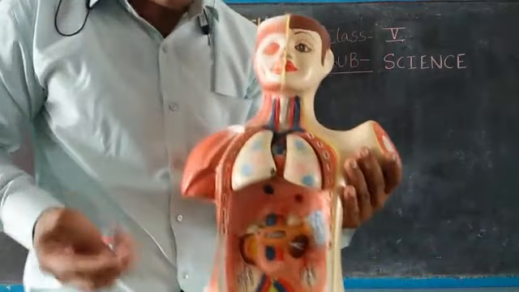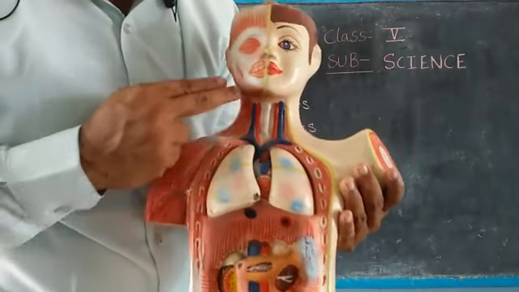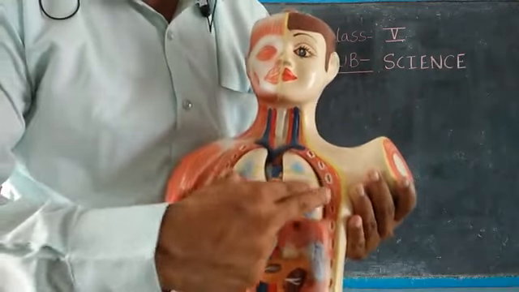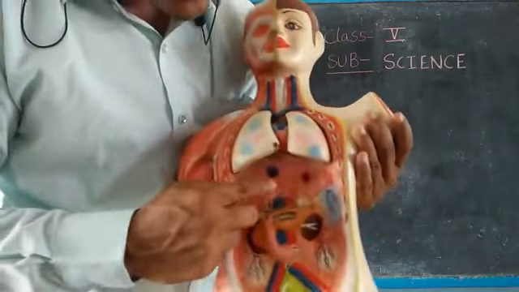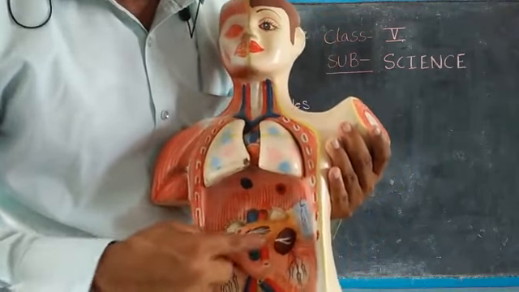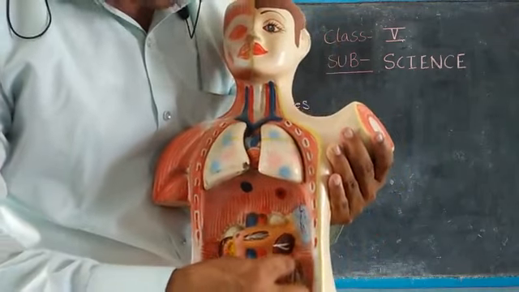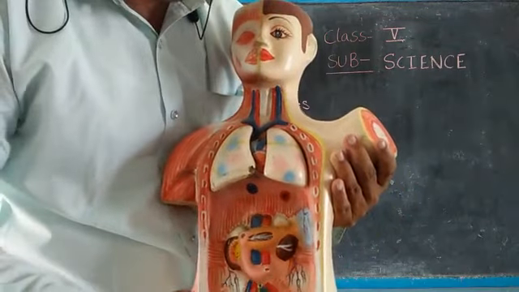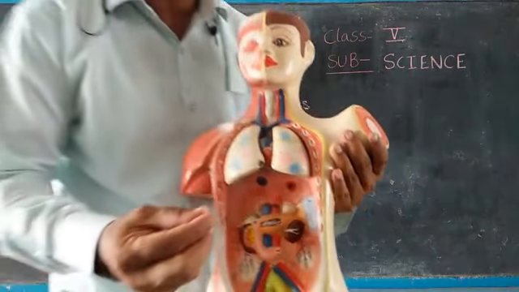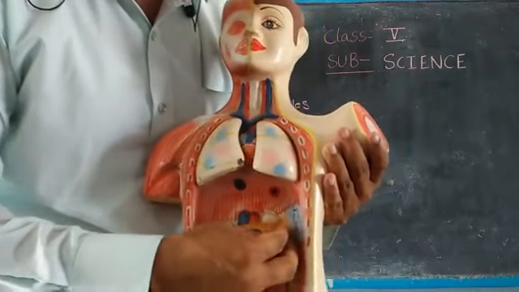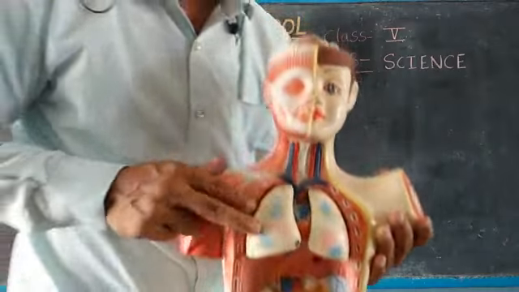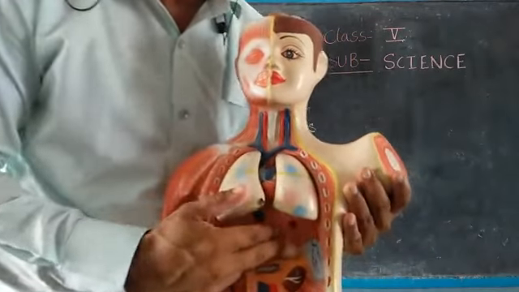Another kind of muscles are smooth muscles. See, the smooth muscles are present in internal organs like lungs. See the lungs. A pair of lungs are present. Below the lungs you can see the stomach, large intestine, small intestine. Here kidneys are present. The final one is cardiac muscles. Where are they present? They are present in the heart.